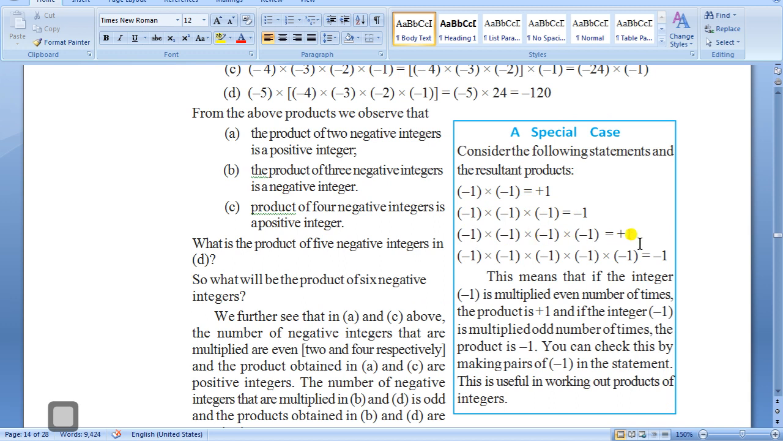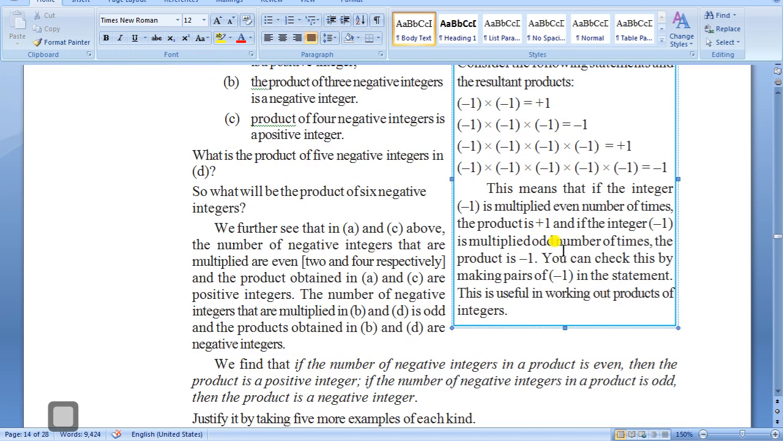Minus 1 into minus 1 is plus 1. Minus 1 into minus 1 into minus 1 is minus 1. Minus 1 into minus 1 into minus 1 into minus 1 is plus 1. And minus 1 into minus 1 into minus 1 into minus 1 into minus 1 is equal to minus 1. This means that if the integer minus 1 is multiplied an even number of times, the product is plus 1. And if the integer minus 1 is multiplied an odd number of times, the product is minus 1.